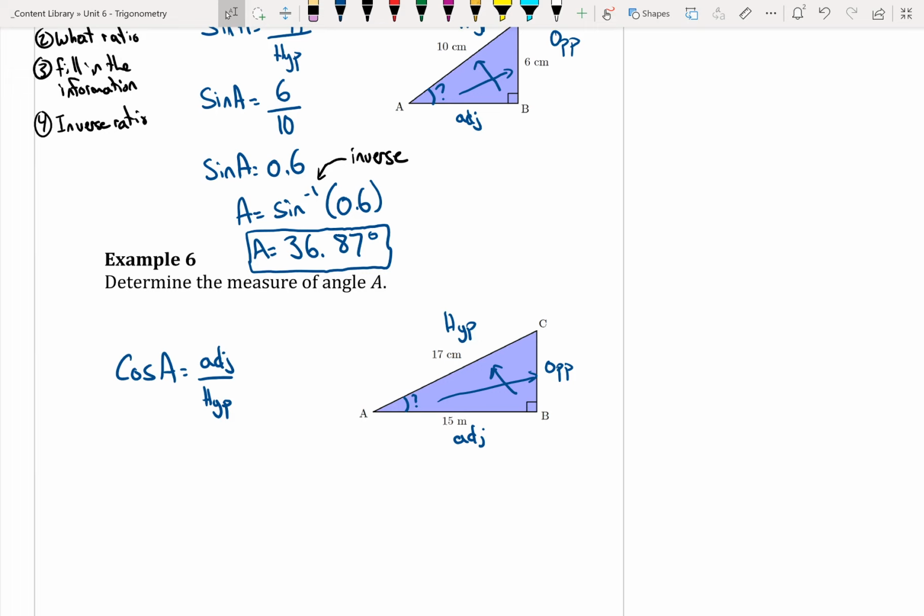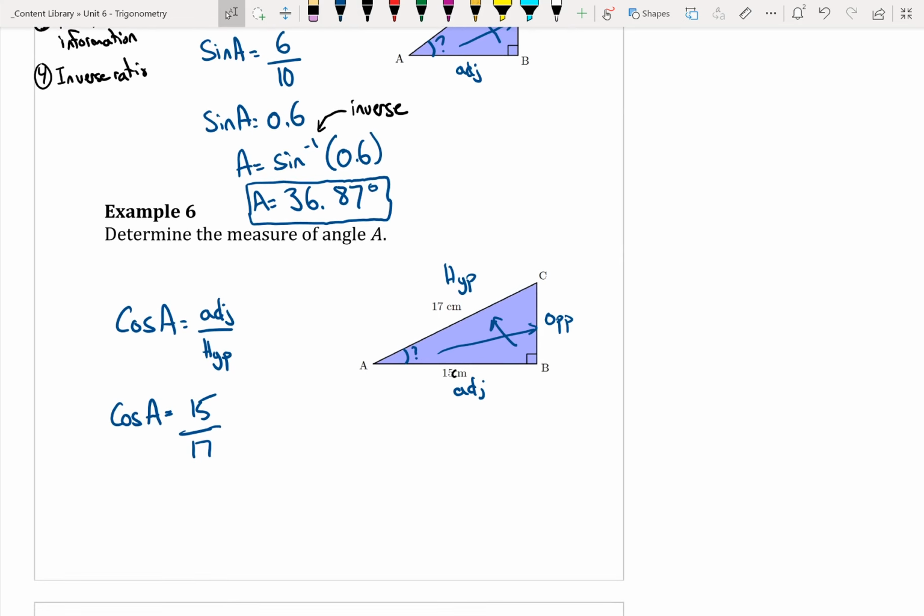So I'm going to fill in what information I have. Cosine A, because I don't know my angle yet. Remember, A is the angle. Adjacent, I do know. I know that's 15 centimeters. Sorry, if you see on your page, make sure you correct that to centimeters. And I know the hypotenuse is 17 centimeters. What I can do now is simplify this as 15 divided by 17. So I get cosine A is equal to 0.882.